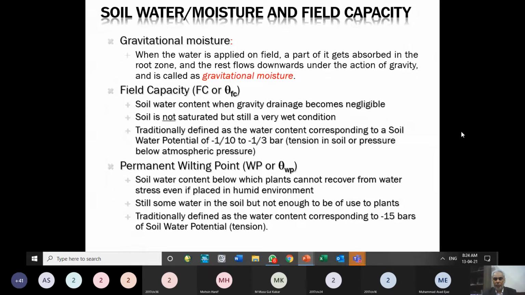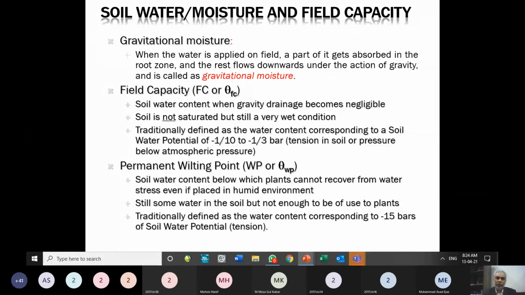With respect to the water retention capability of the soil, there are three levels of moisture in the soil which we should know. For example, one thing we call is the gravitational moisture in the soil. When we apply water to the soil or when rainfall occurs in sufficient quantity, then the soil becomes saturated, and if the water is more than saturation, then runoff starts.